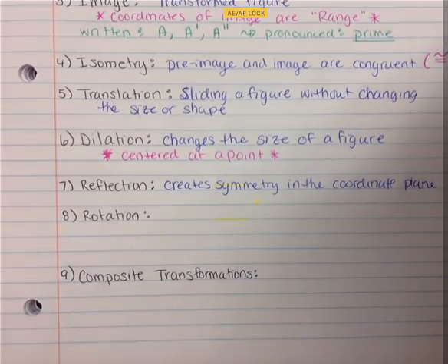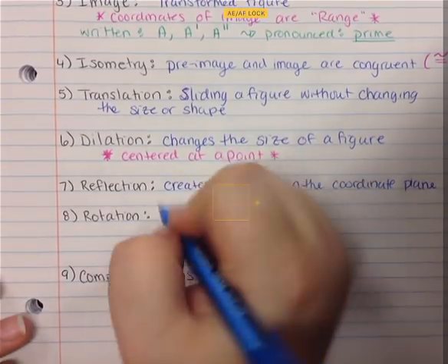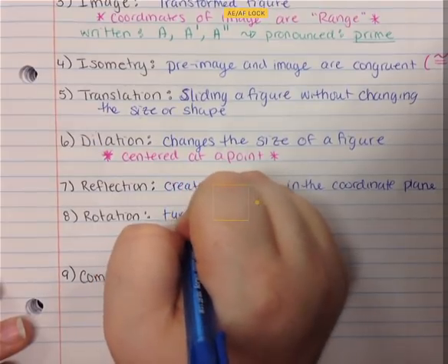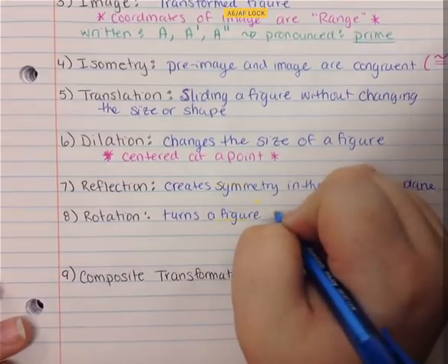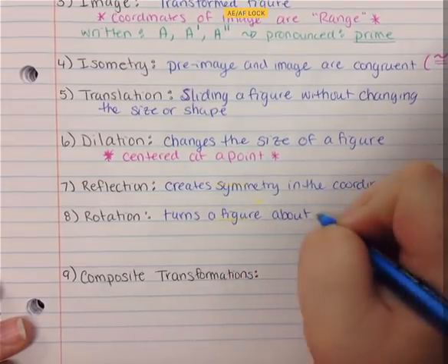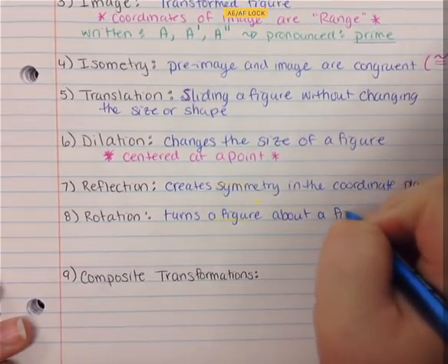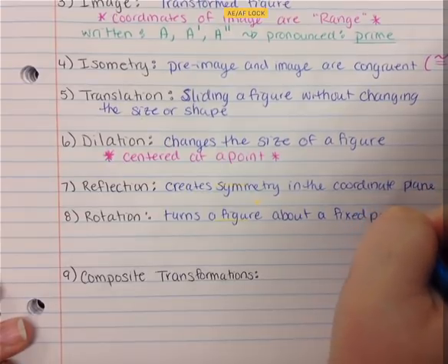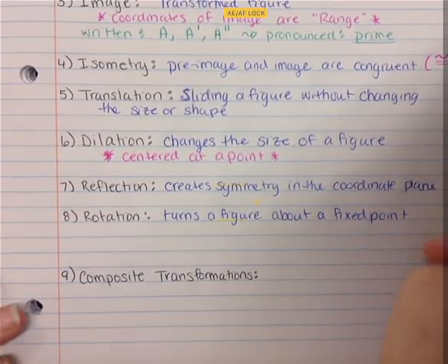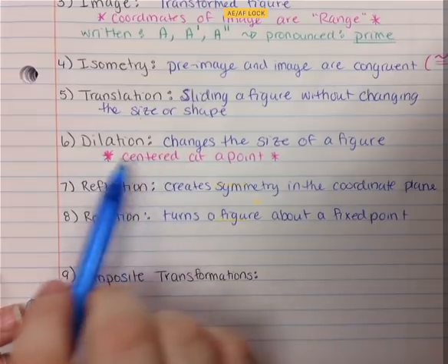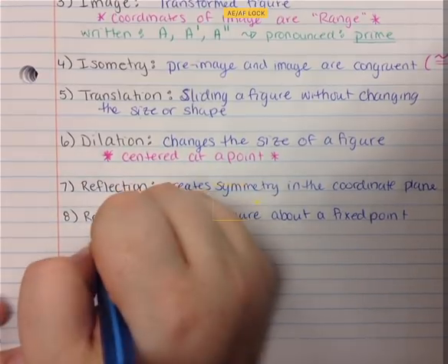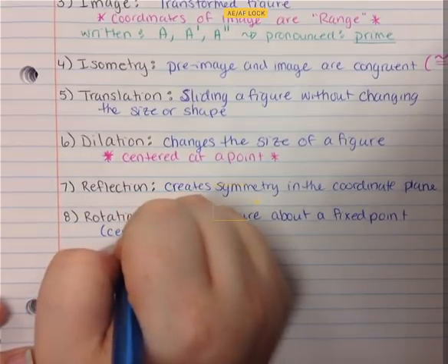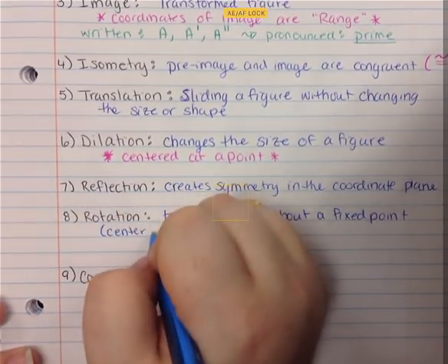The last transformation that we're going to talk about is rotation. Rotation, or rotating, is when it turns a figure about a fixed point. This could also be around a fixed point, but it's when it rotates a figure about a fixed point. Now, just like dilation has a center of dilation, rotations will have a center of rotation. That's the point that we're rotating around.